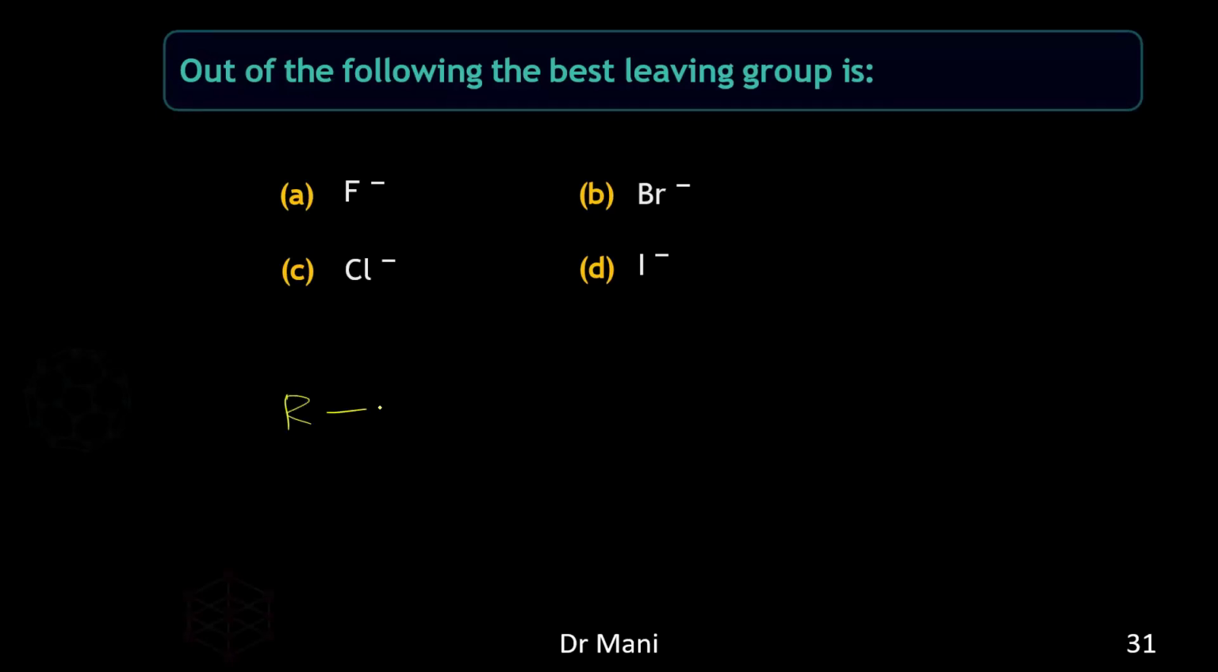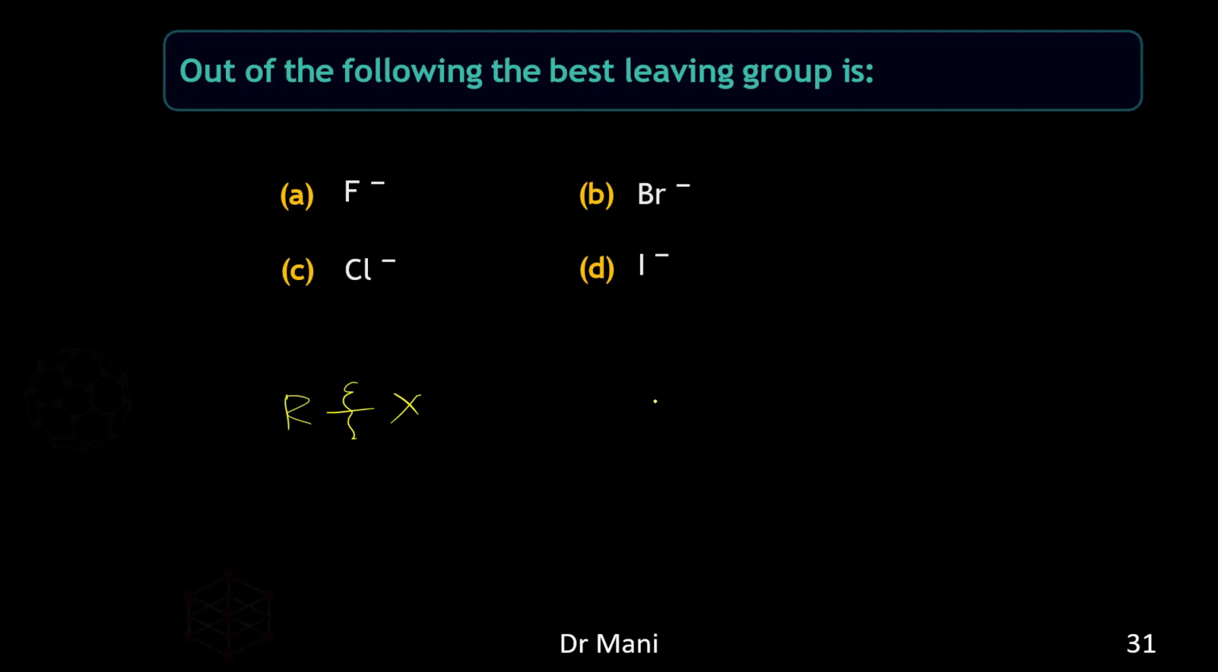Whenever there is a bond breaking between the alkyl group and the halogen, the halogen takes the negative charge with it. It is taking the electrons. I told you, when it is small, it cannot accommodate the electrons, so it becomes very reactive. On the other hand, if the atom is very big, it can accommodate the electrons and stabilize the negative charge. So the stronger the stabilization of the negative charge, the better the SN2 reaction.